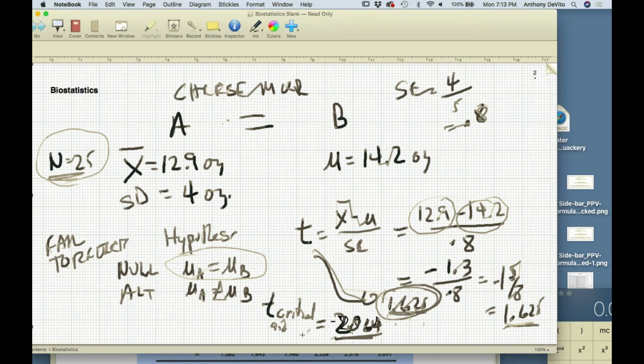Does it mean we accept the alternative hypothesis? No, you'll only accept the alternative hypothesis if you first reject the null hypothesis. See, they both can't be true. In other words, you can't accept this until you've rejected that, right? And if you don't have the evidence to reject it, all you say is, I failed to reject the null hypothesis.